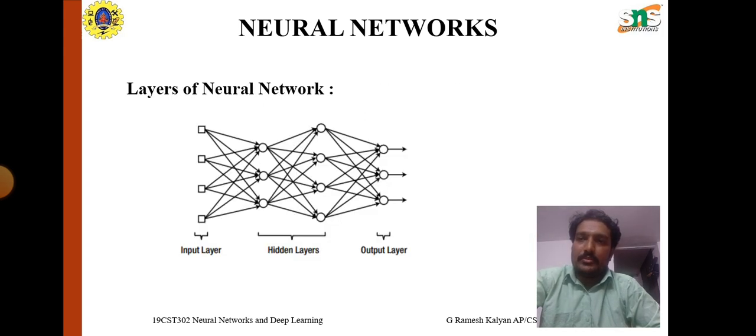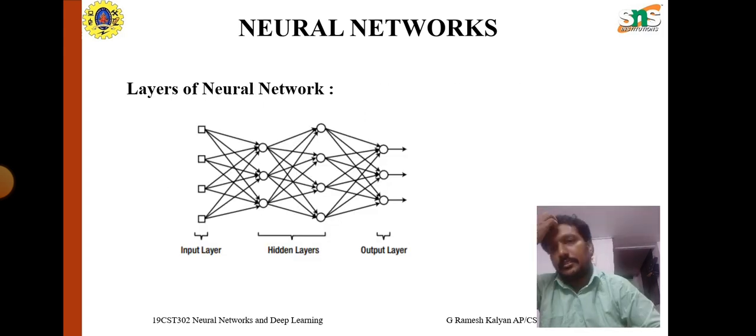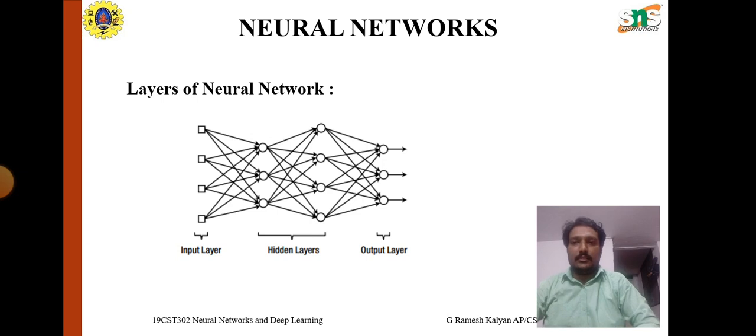Based on this classification, we could classify the type of network just by seeing it. That is, if it has no hidden layer, or one hidden layer, or multiple hidden layers, more than one hidden layer. Based on this, we could predict whether the network is single layer or multi-layered. And if it is multi-layer, we could say whether it is a deep neural network or a shallow neural network. Thank you.